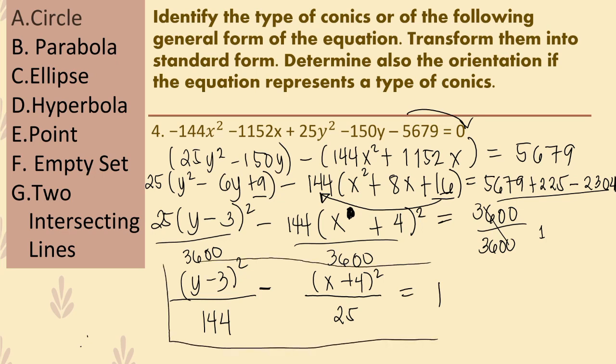And kung mapapansin nyo, negative yung sign nito, ibig sabihin ito ay isang hyperbola. And ano yung kanyang orientation? So, mapapansin nyo, positive itong y minus 3 squared. Ibig sabihin, ito ay vertically oriented.